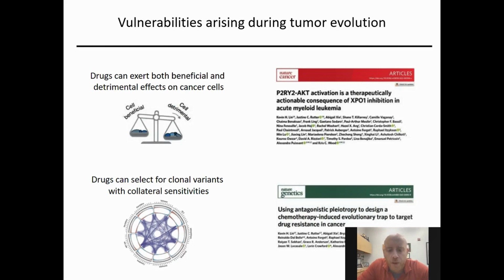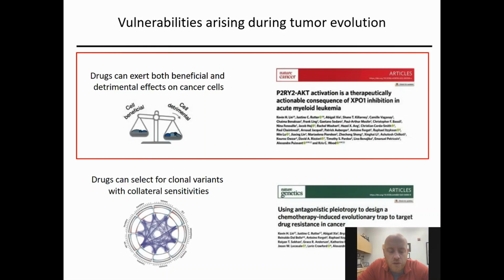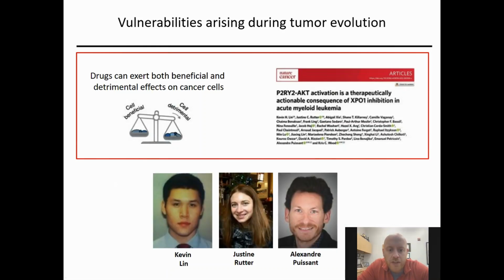Before I go any further, I want to point out that all of the studies I present today, starting with the first story in Nature Cancer, were led by two extraordinary students in my lab, Kevin Lin and Justine Rutter. They were both co-first authors on both of the two papers. And these studies were also co-led by my colleague and close collaborator, Alex Pouchant, who's at INSERM in the University of Paris.